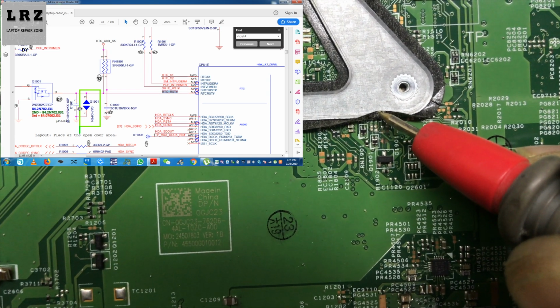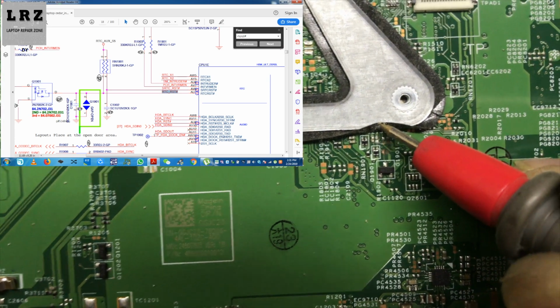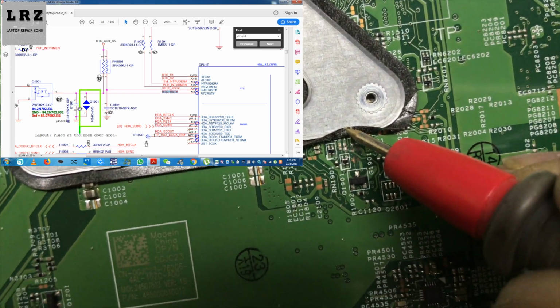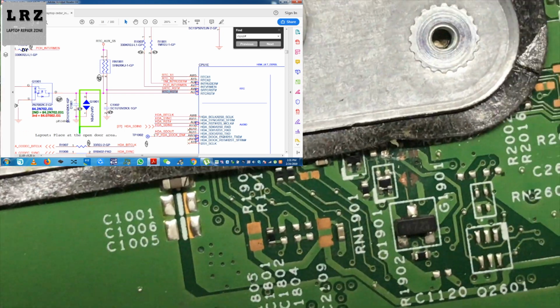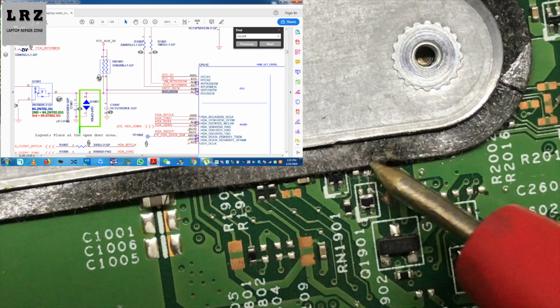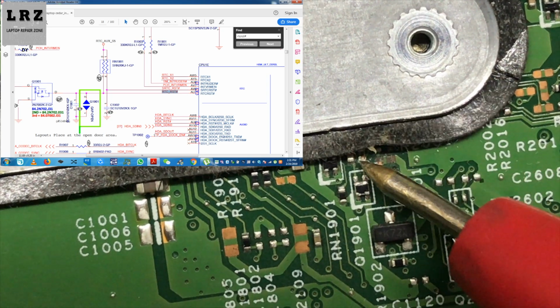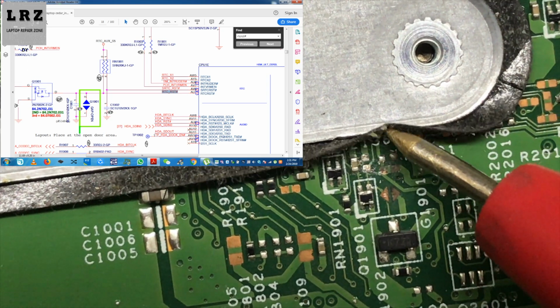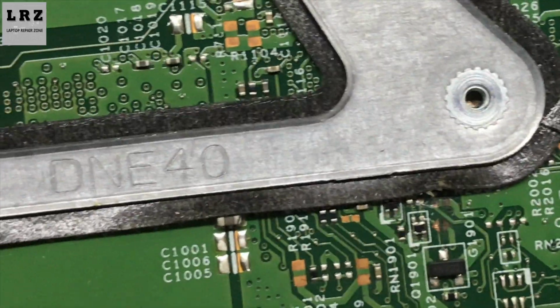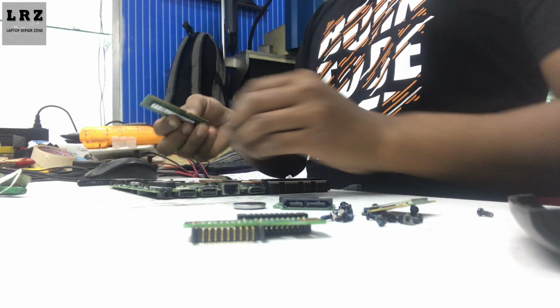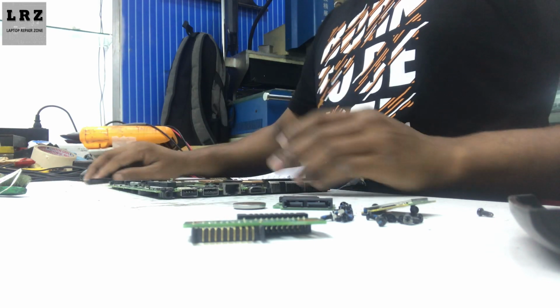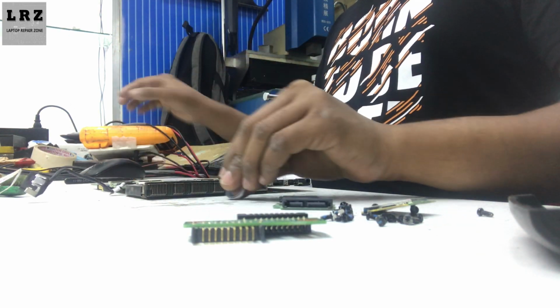So this capacitor may be short or leaking. So now you know this motherboard was not turning on due to RTC reset signal missing.